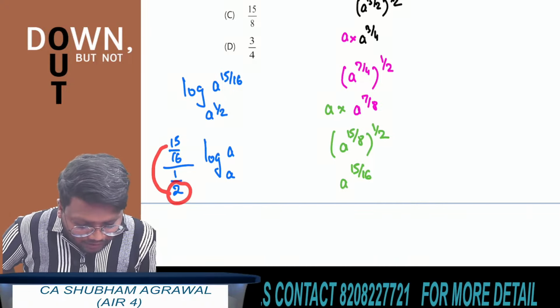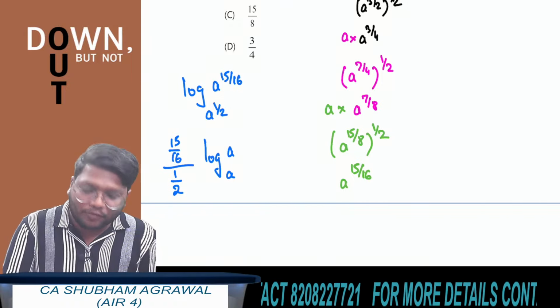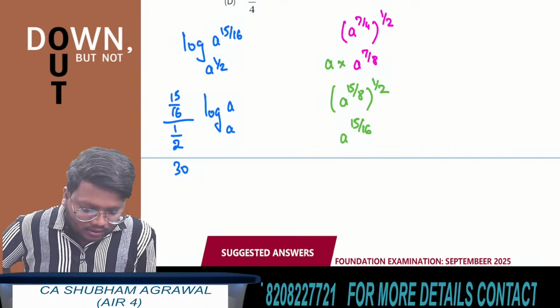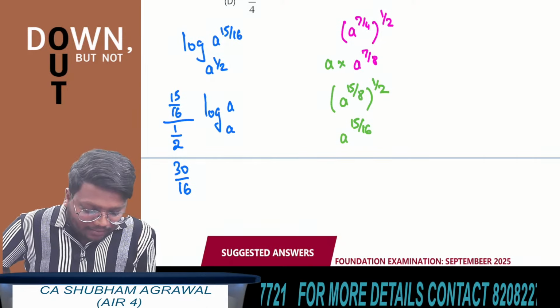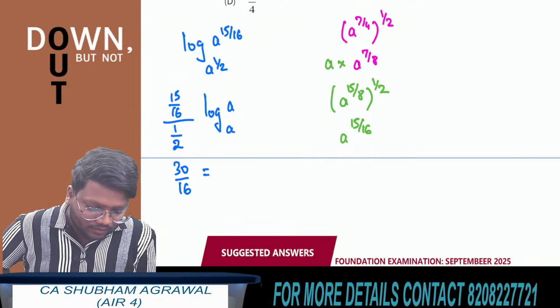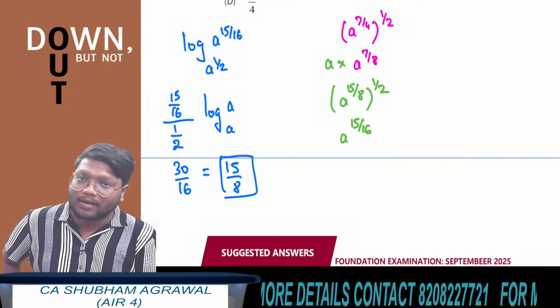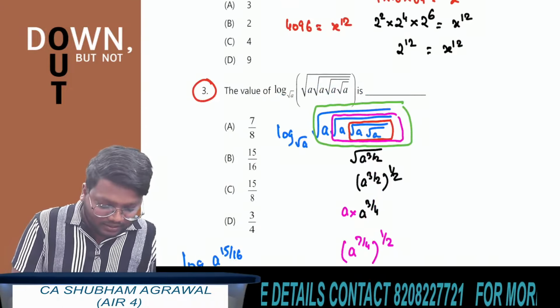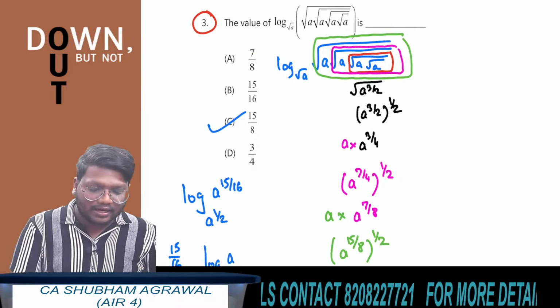This 2 will come in the numerator and this 16 will come in the denominator. So 15 multiplied by 2 is 30 upon 16, and log a to the base a is 1. Now 30 by 16, this we can write as 15 by 8. What is the answer? 15 by 8. Which option is correct? Option C. Option C is the correct answer.